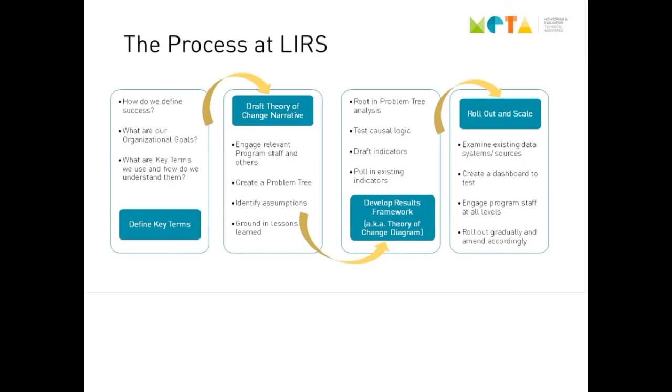And so what I want to talk about and take us through is the process at LIRS that we have taken so far. So this is the process at a glance, right? We will look at the different parts of the process at LIRS and break it down to defining key terms, drafting the narrative, the diagram that we refer to as a results framework, right? Because of my background and my past, it's just an easier reference point, and then rolling it out. So this is kind of the process.